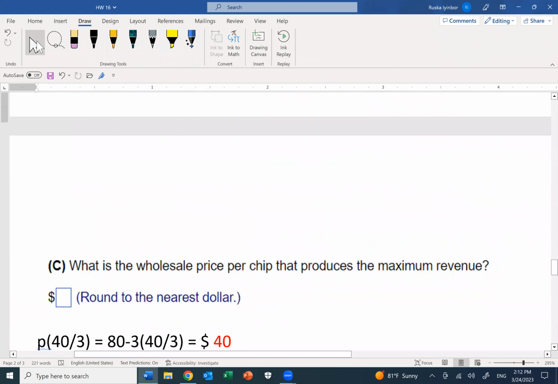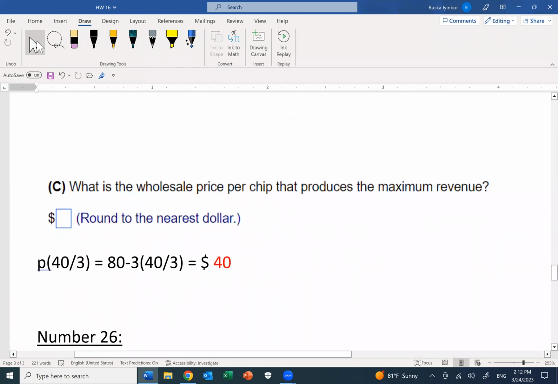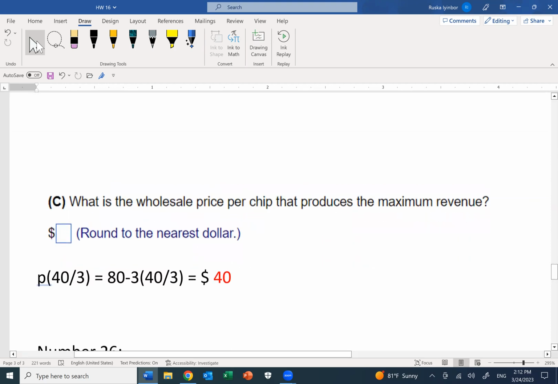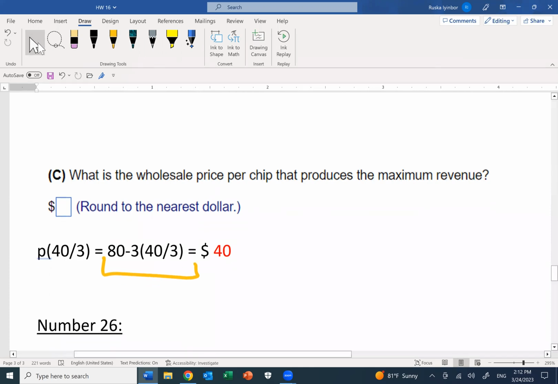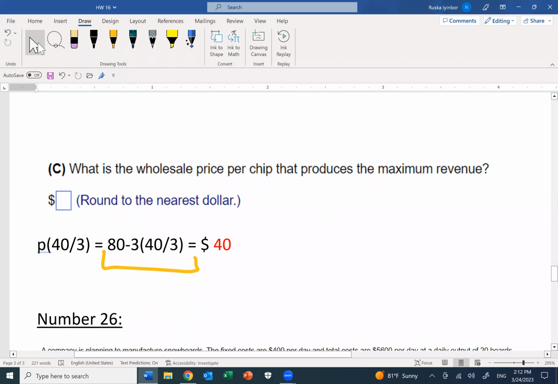And then the next one, part C, they're asking me to find the price that produces maximum revenue. So this is what you're doing now. We take the price function given and plug in 40/3, because we know when you produce 40/3 million chips, you're going to have maximum revenue. Plugging into the price function, which is 80 minus 3x, we get $40 as the price you're going to sell the microchips. Okay, so that's how you do 23.